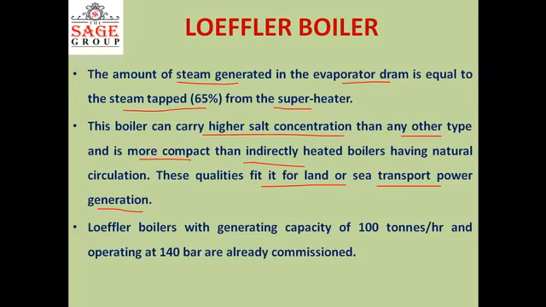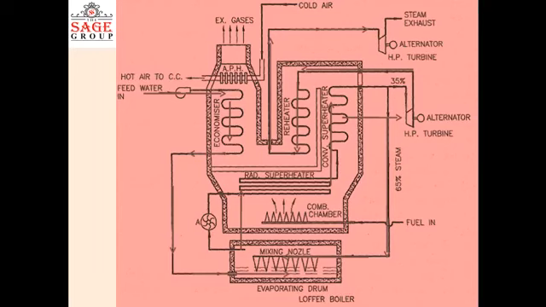So the Loeffler boiler with a generating capacity of 100 tons per hour, operating at 140 bar, has already been commissioned. Now here you will see the working. To understand the working of this high pressure Loeffler boiler, we are seeing the different parts of this boiler.